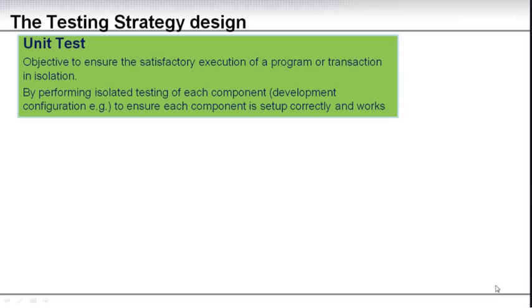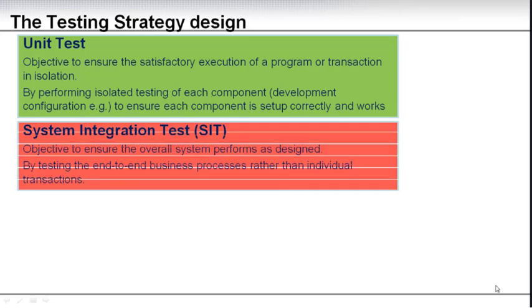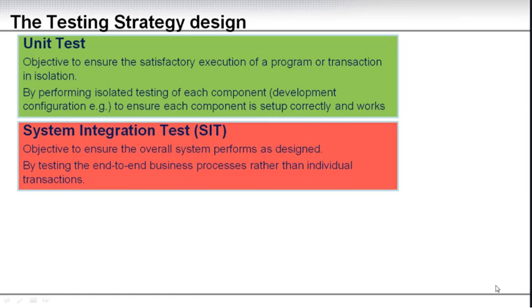So to summarize the components of the testing strategy design: there is the unit test, which has the objective to ensure that a particular program or transaction can be executed to a result that is satisfactory, and it's executed in isolation. By performing this isolated test, you will ensure that each component is set up correctly, developed correctly, and it works as expected. After that, you will have an integration test or system integration test, which is the term I like to use. Here you want to make sure that each component works end to end. So the objective is to ensure the overall system performs as designed. And this is by testing, as said, the end-to-end process rather than just the individual transactions and components, which we have done in the unit test.